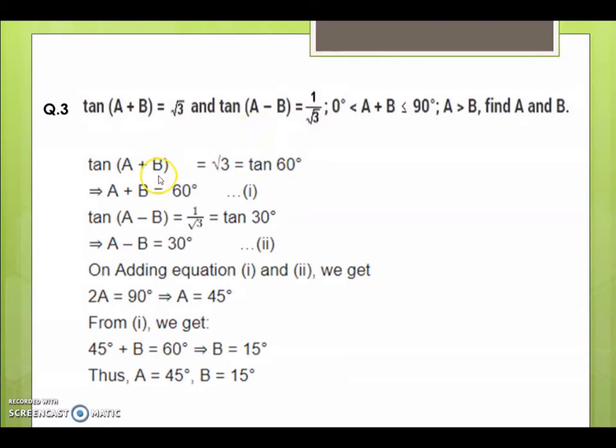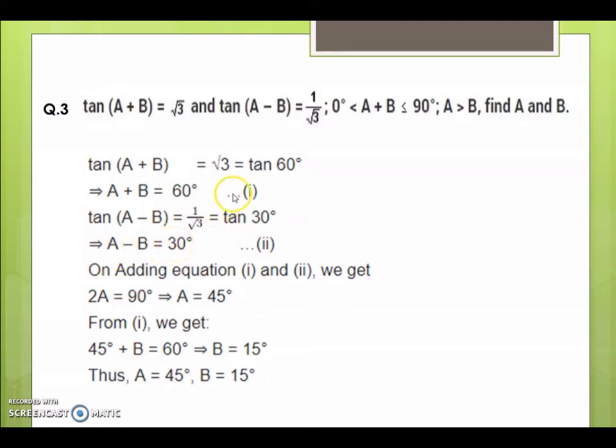So tan of A plus B is root 3. Now we know tan of which angle will be root 3. This we have to find out from the table. So tan 60 is root 3, which means that A plus B angle should be 60. Tan of A minus B is 1 by root 3. We know that tan 30 is 1 by root 3. So which means A minus B should be 30.